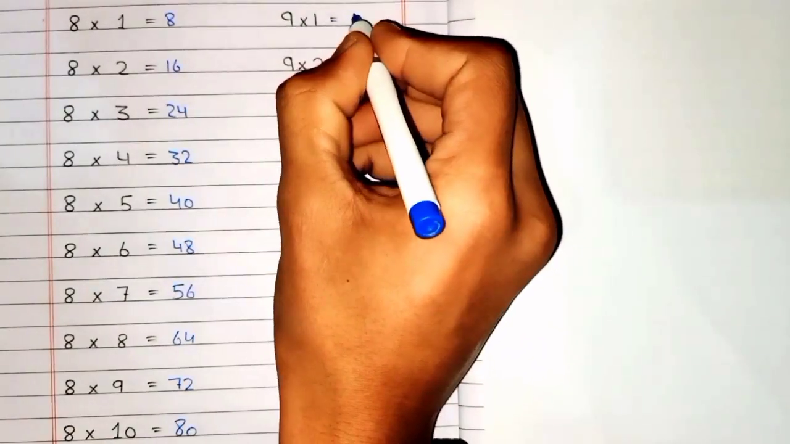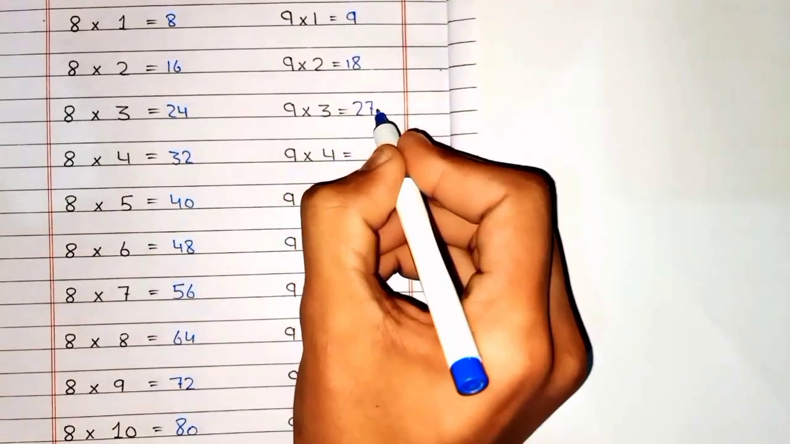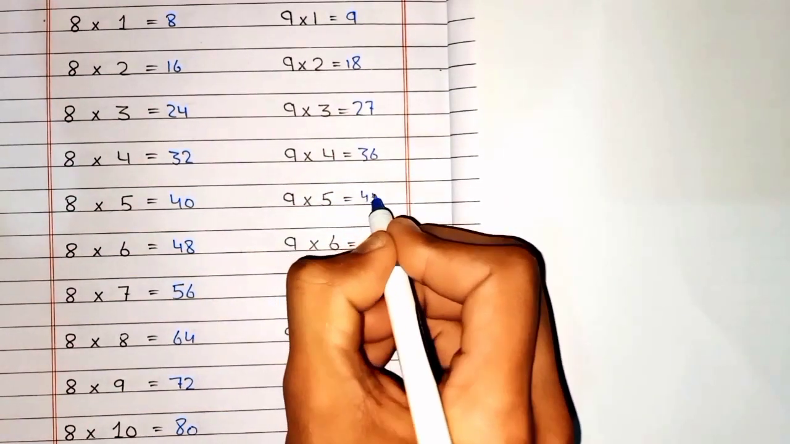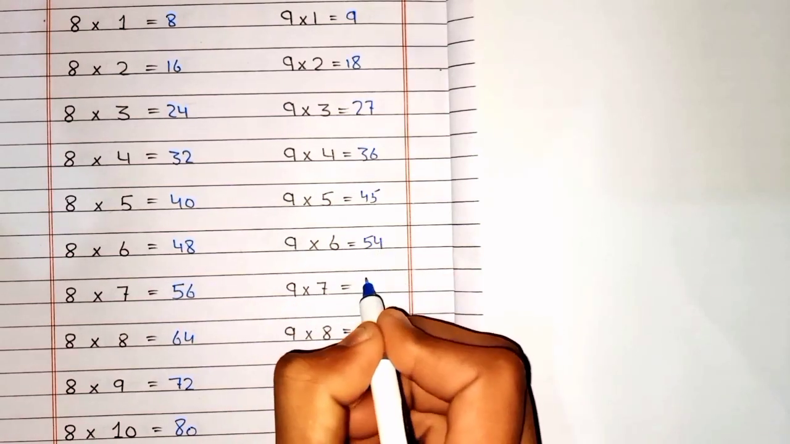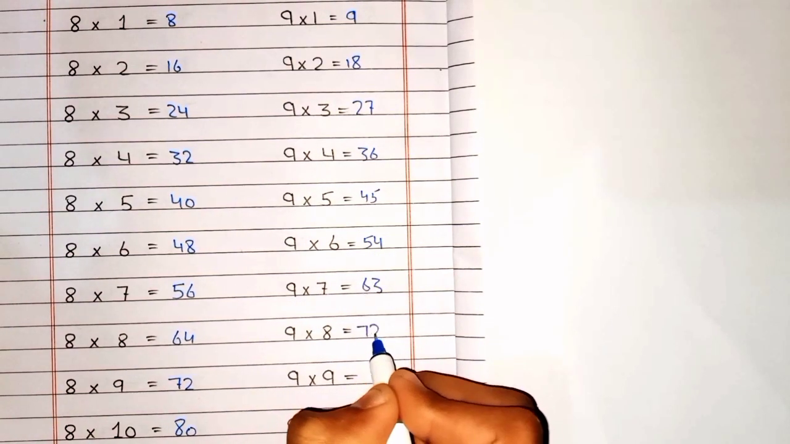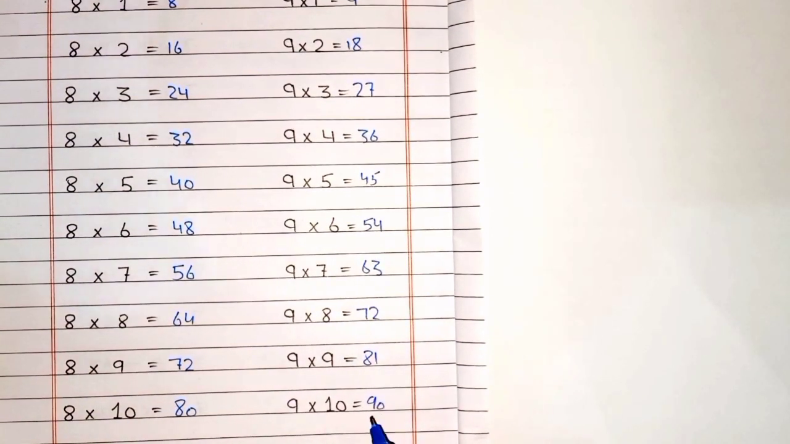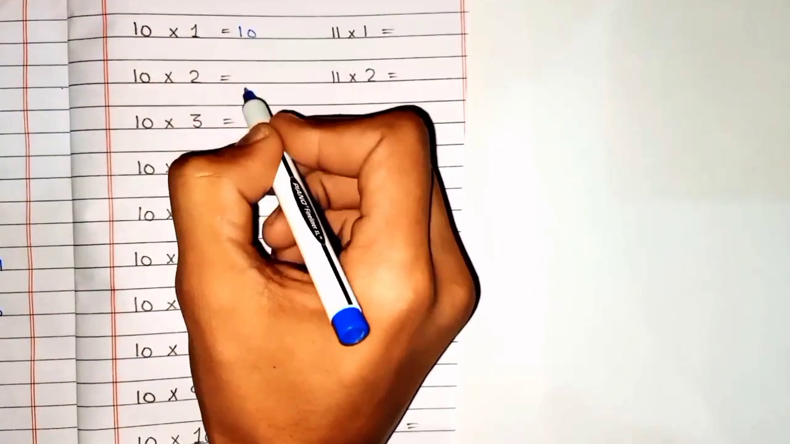Table of 9. 9 ones are 9, 9 twos are 18, 9 threes are 27, 9 fours are 36, 9 fives are 45, 9 sixes are 54, 9 sevens are 63, 9 eights are 72, 9 nines are 81, 9 tens are 90. Let's now do the tables of 10 and 11.